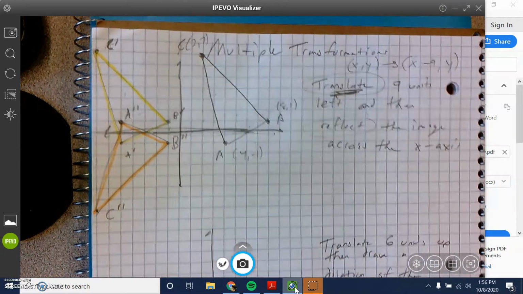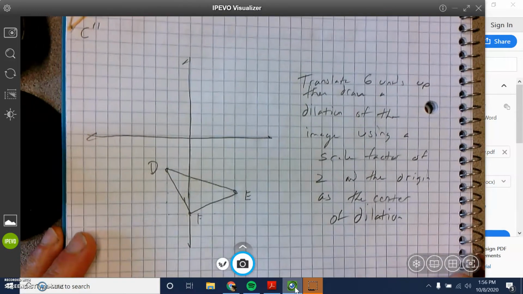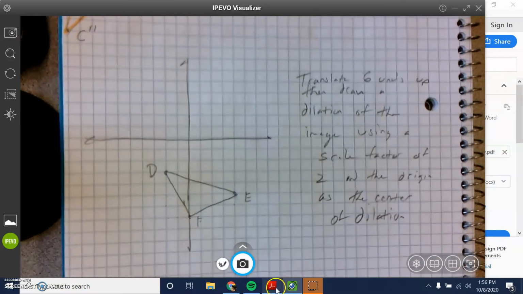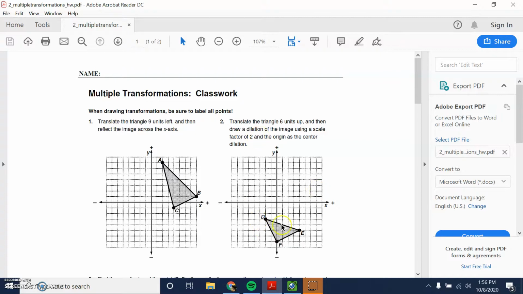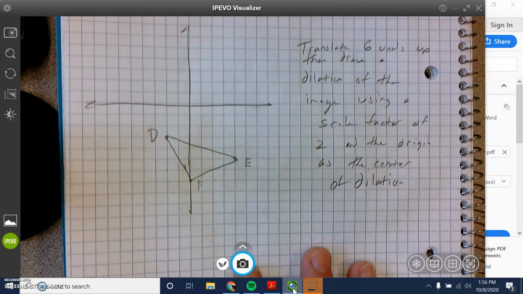Cool. So let's try another, shall we? Here is the second one on the page. So you have your PDF right here. It looks like this. So D, E, and F. Translate the triangle 6 units up and then draw a dilation of the image using a scale factor of 2 and the origin as center of dilation. Okie dokie. So I wrote it all down right there.